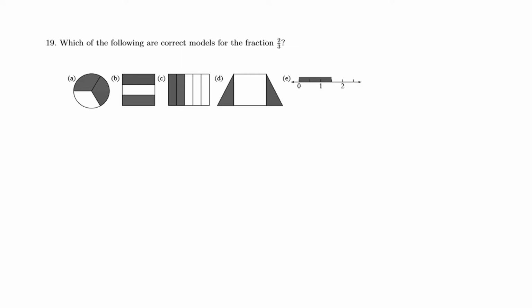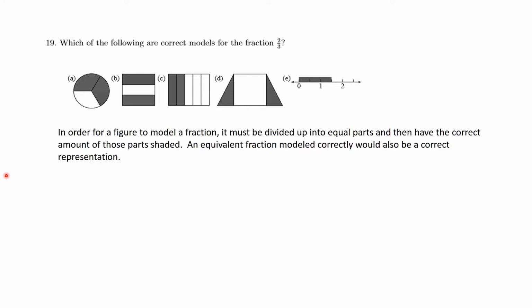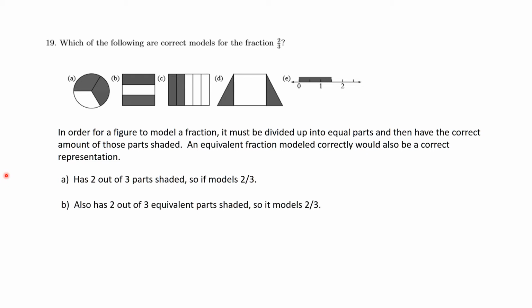Now, when I want to model a fraction, I can model that fraction or its equivalent. Okay, but what I have to have is equally divided parts in my shape, if I have a shape, and then the correct number of those parts shaded. On the number line, I can just read where I'm at when I go from left to right. So in A, I have 3 equivalent parts. 2 of those are shaded. That works. Same thing for B.